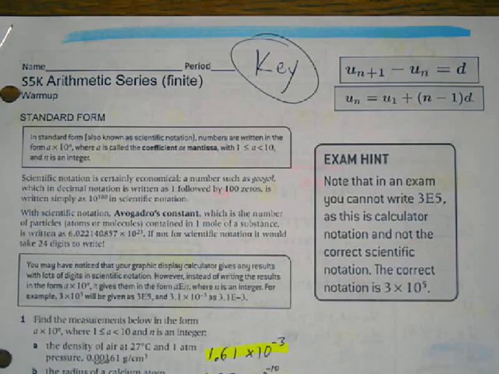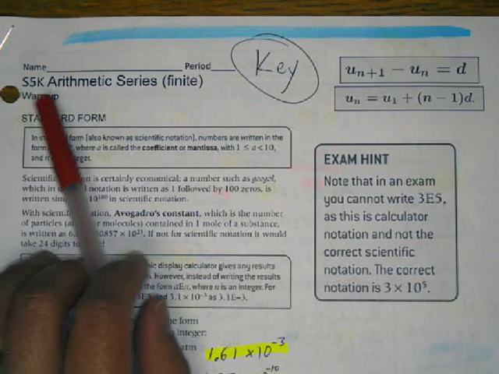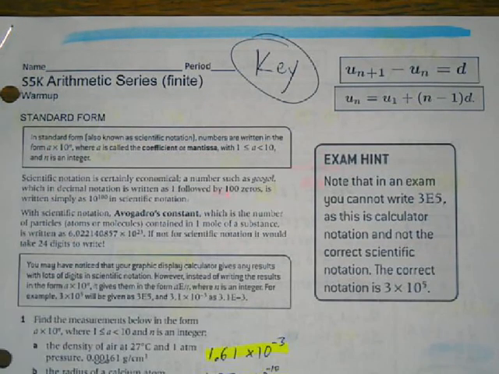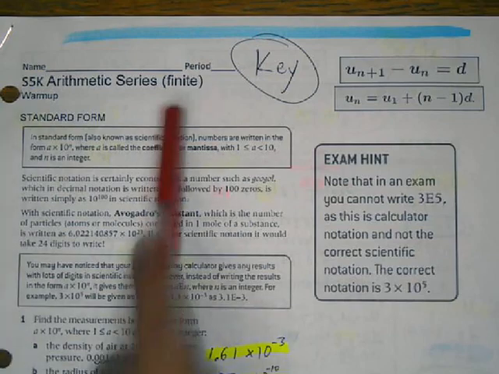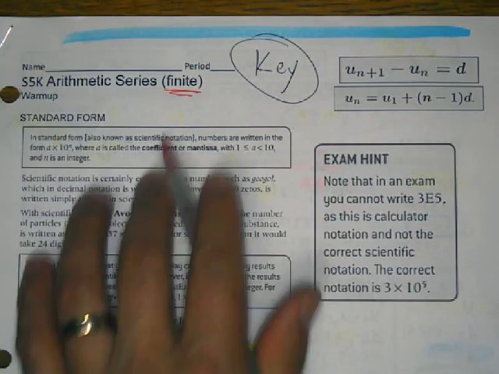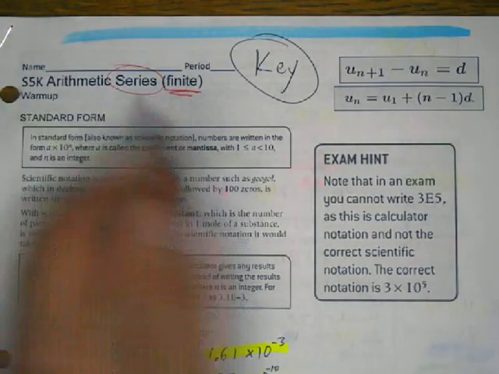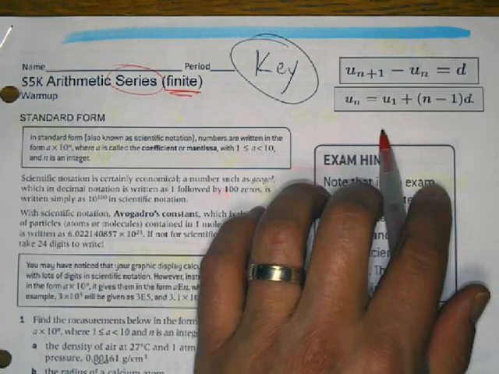Okay, we're going to talk about S5K Arithmetic Series, and we're going to talk about finite series. So finite means it has an end. And series is when you have a sequence of things and you add them together. Okay, and these are the formulas that we practiced with last time we talked.